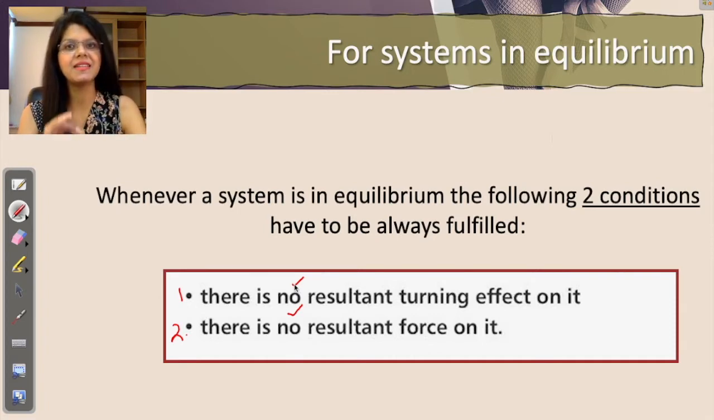So the pen stand is not moving. Is it turning? If it is not moving, that means it is not turning. So there is no turning effect. There is no resultant turning effect acting on that pen stand. Similarly, there is no resultant force on it. No resultant means zero resultant force.